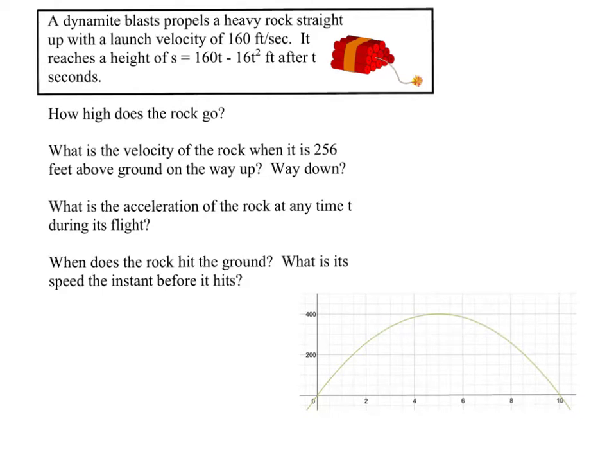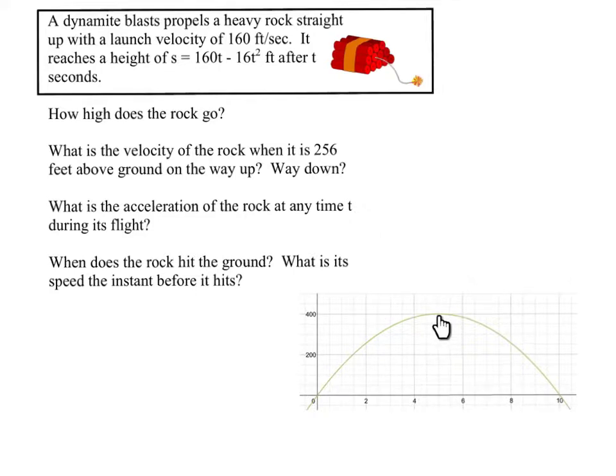In this video we're going to talk a little bit more about motion and combine some old ideas with calculus ideas. A dynamite blast propels a heavy rock straight up with a launch velocity of 160 feet per second. It reaches a height given by that equation after t seconds. How high does the rock go? Well, we could certainly graph it. You can see I have given a graph here below.